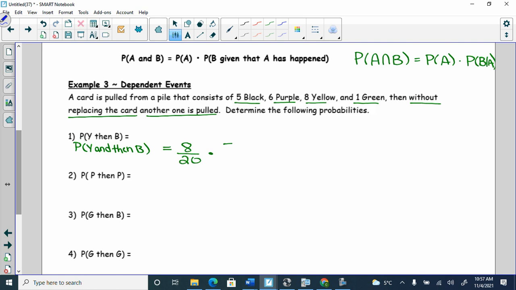5 out of 19. It goes down by 1 because I'm holding the yellow card in my hand. It's right here, right? Okay, so 8 divided by 20 times 5 divided by 19. Make sure you're all typing in your calculator, practice. See if you're getting it same as me. And I get 2 out of 19, which equals 0.11 rounded.